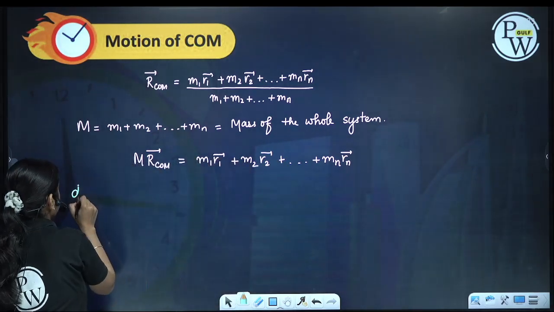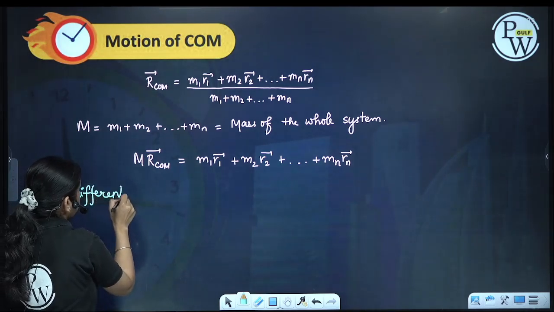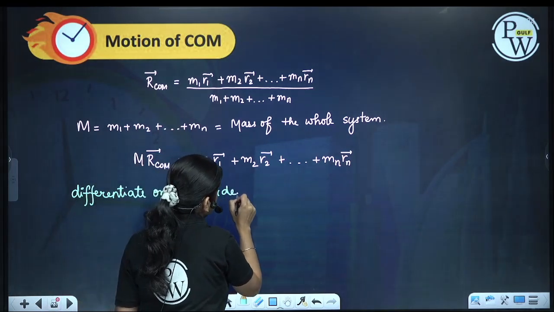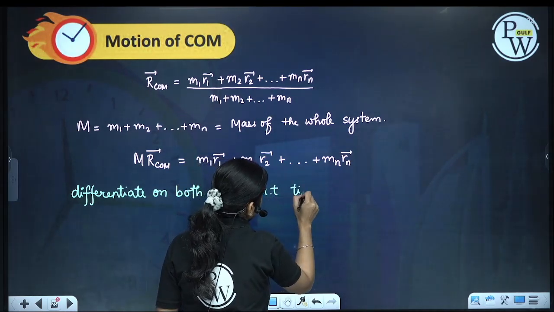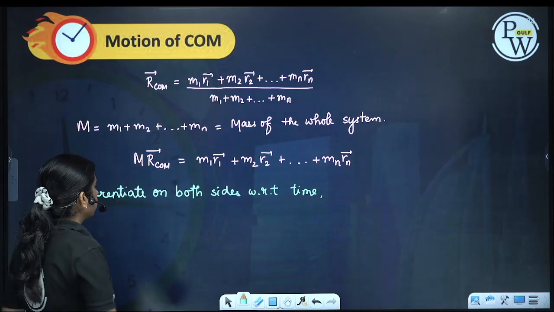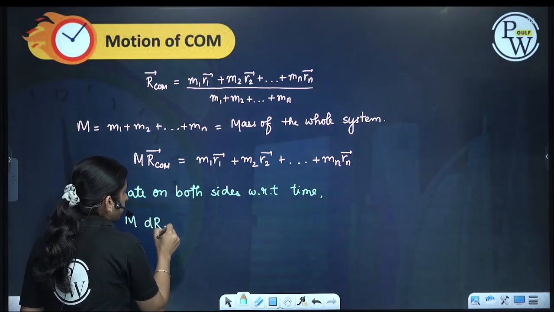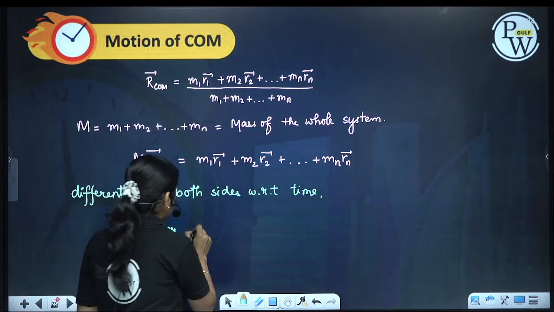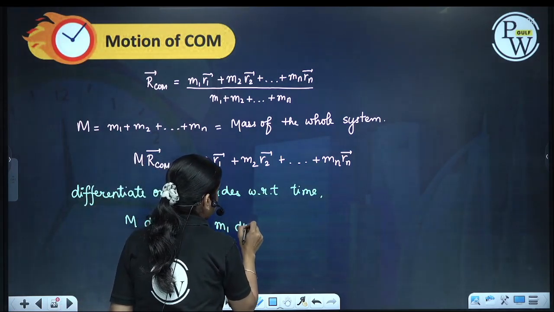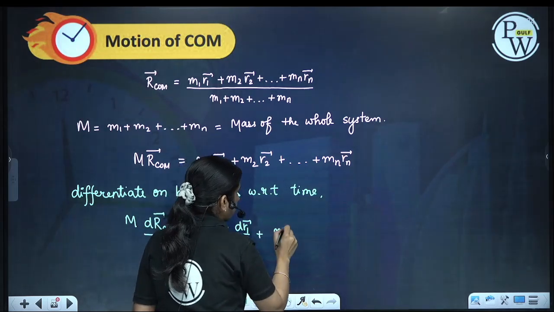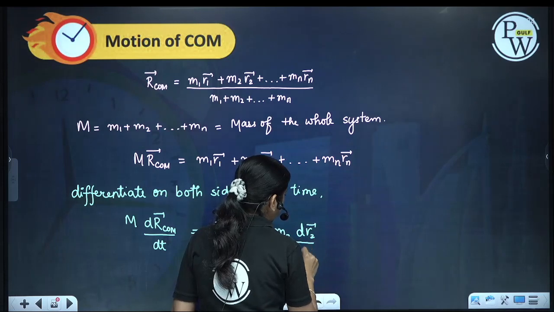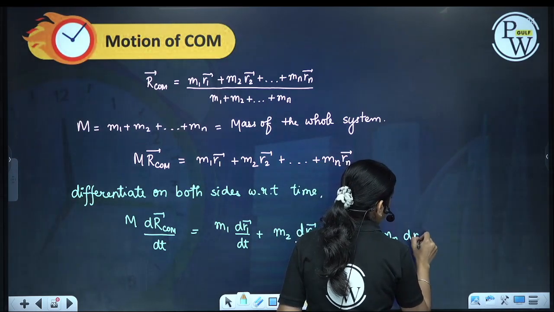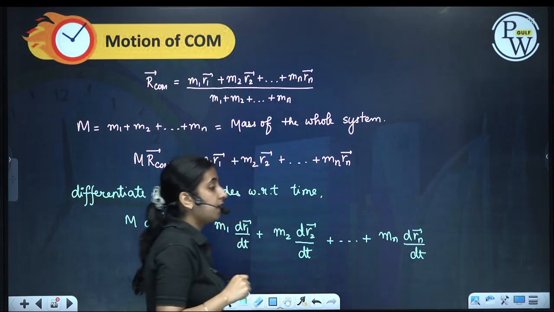Differentiate this equation on both sides with respect to time. M is constant, so we will get drcom by dt, the rate of change of position coordinate of center of mass, is equal to m1 into dr1 by dt plus m2 into dr2 by dt up till so on mn into drn by dt. This is what we will get.